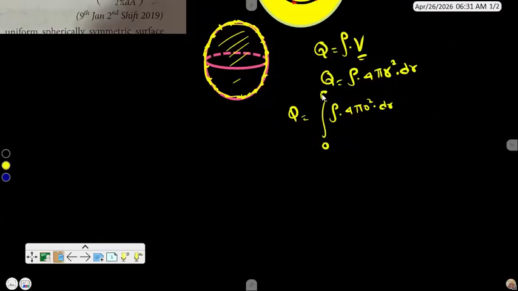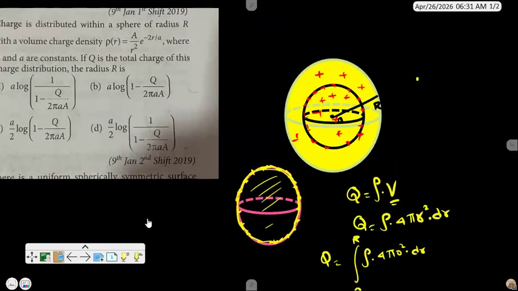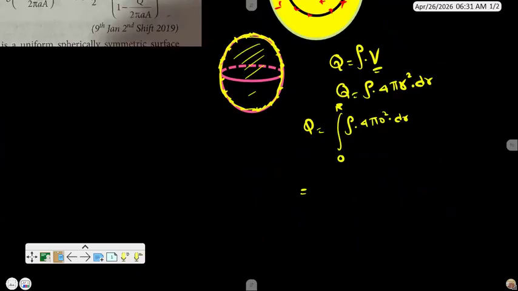I'll put the limits at the last. First let us do the integration, then we'll put the limits at the last. Now we see what value he has given for rho: A by r square. So it is the integral from 0 to R of A by r square into e to the power of minus 2r upon a into 4 pi r square into dr.